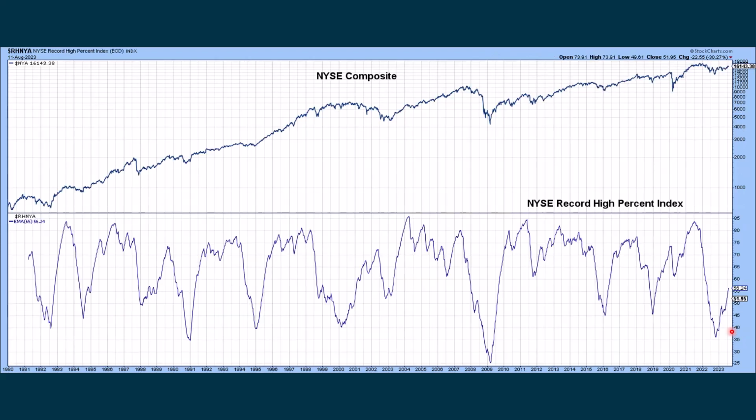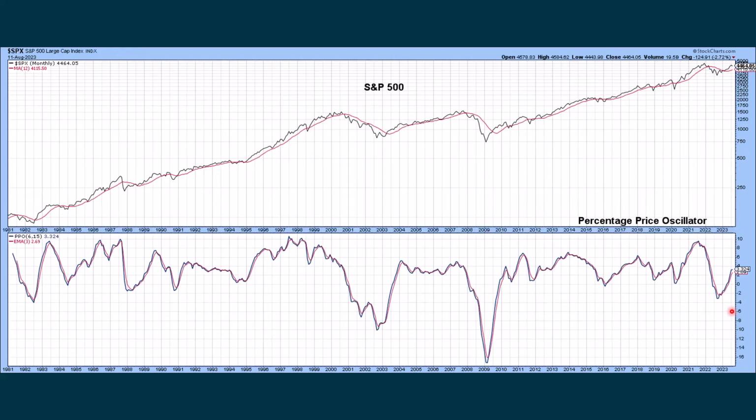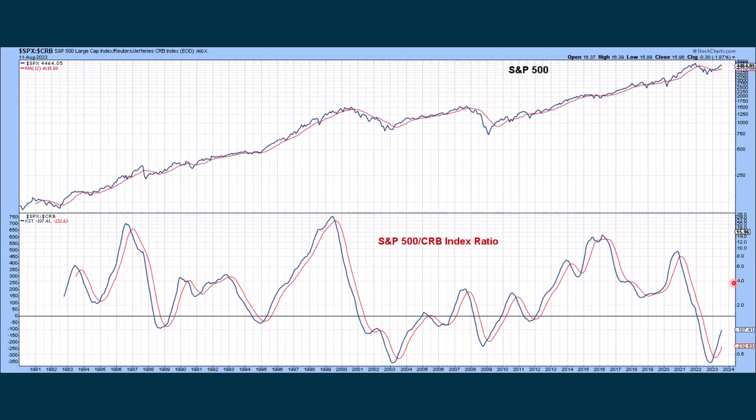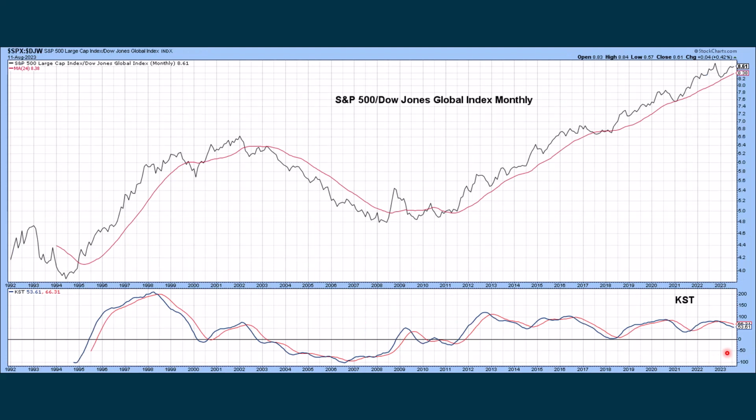So in the background, this is looking more positive. We also look at a daily chart of the NYSE Composite, and then we look at the record high percent index. This is continuing to advance. Then we look at the S&P 500 on a monthly chart. We look at that against the PPO, the percentage price oscillator. This is continuing to advance. Longer term, we're still looking positive. Then we compare the S&P 500 to the CRB index, showing how stocks are outperforming commodities. Then we look at the S&P with another global index on a monthly chart. We're well above the moving average and continuing to advance, but the KST is still looking negative.